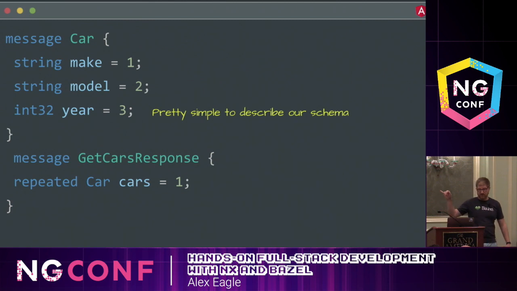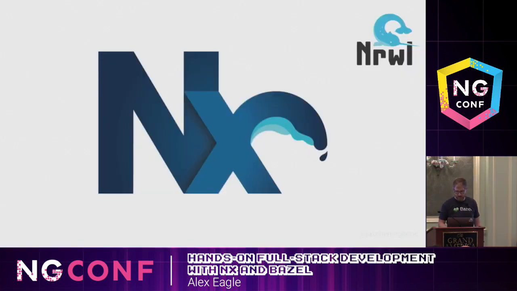So this is an example of what it looks like. This is our car definition. Pretty simple. There's just not much text here. This is actually a protocol buffer definition that you're going to be working on. So I'm going to hand it to Tor now to talk specifically about the part of this that Narwhal contributes.